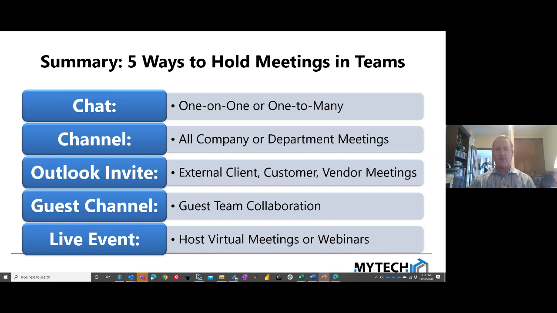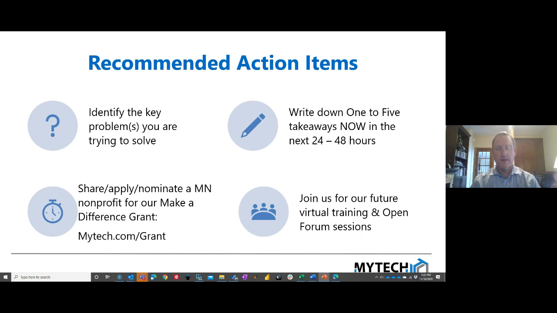And the live event is actually something where you might be able to hold your all company meetings or just external webinars. So thank you very much. Hopefully this summary helps as a guide to be able to identify different meetings and different ways to engage with Teams. And again, the 5 different ways to hold meetings in Teams, so you can choose the meeting type for the purpose of your meeting. So here are some recommended items. If any of these things were little nuggets, really understand the problem you're trying to solve. Like, what's the meeting purpose? Maybe write down some of those nuggets and take some action in the next 24 to 48 hours if it makes sense.